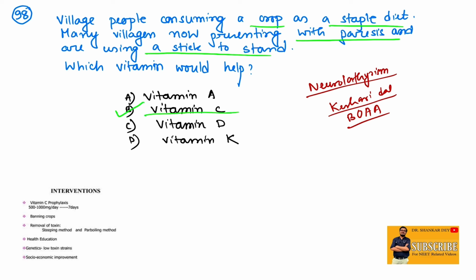See the interventions that can be done to reduce the incidence of neurolathyrism. One is vitamin C prophylaxis, so this is the answer, vitamin C. Another is banning the crops, removal of toxin either by parboiling method or steeping method, health education to the community, and low toxin strain production, socio-economic improvement. So these are the interventions that can be done to reduce the incidence of neurolathyrism, and the vitamin that helps is vitamin C.